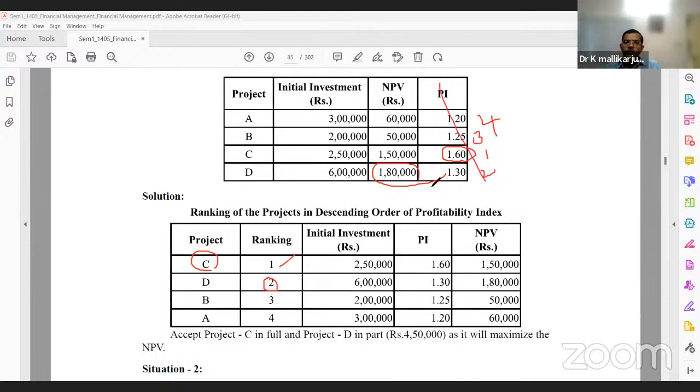But the firm cannot consider only the PI. So this is the first rank, second rank, third rank, fourth rank. Right? Why is the ranking changing? The investment proportions also change. So project C required only 1 lakh, 2 lakh 50,000. But project D required 6 lakhs rupees. Within the 6 lakhs rupees, the firm can start 2 projects, 2 lakhs and 3 lakhs, only 5 lakhs rupees. Okay. Project C in full and D a part of 4 lakh 50,000 will maximize the NPV.